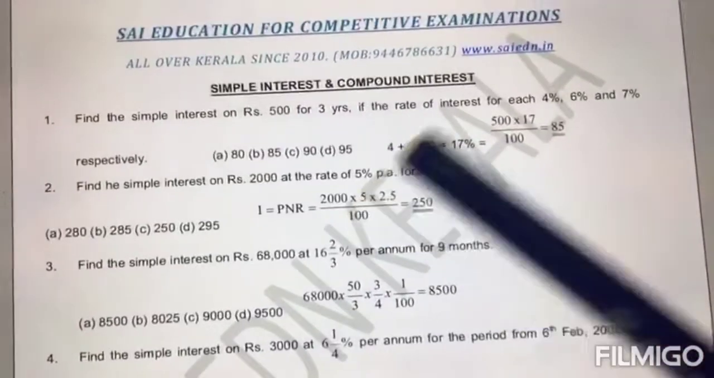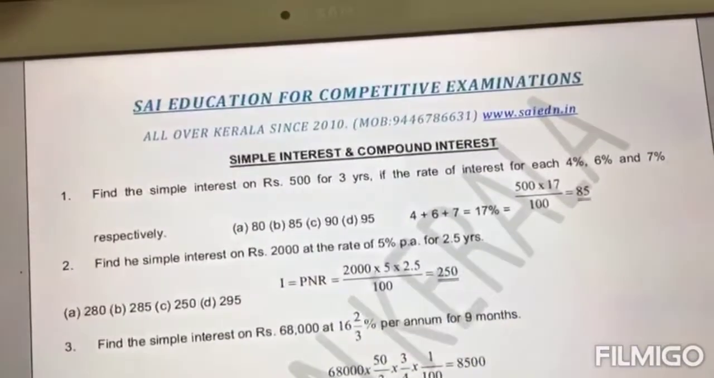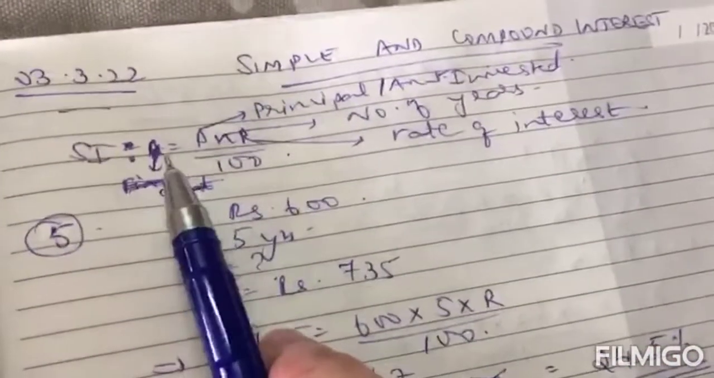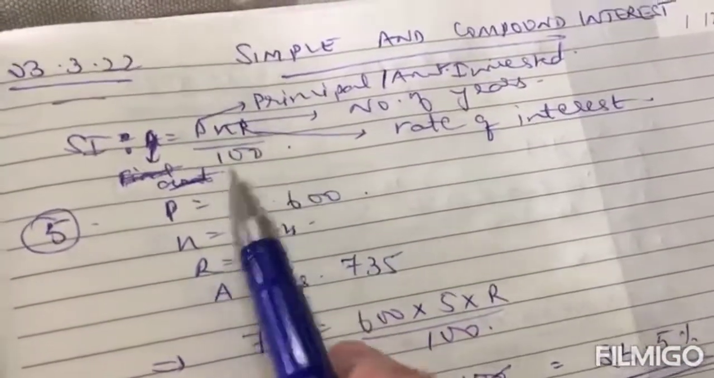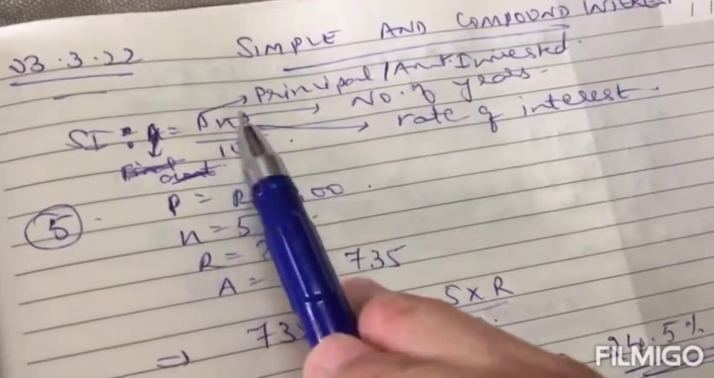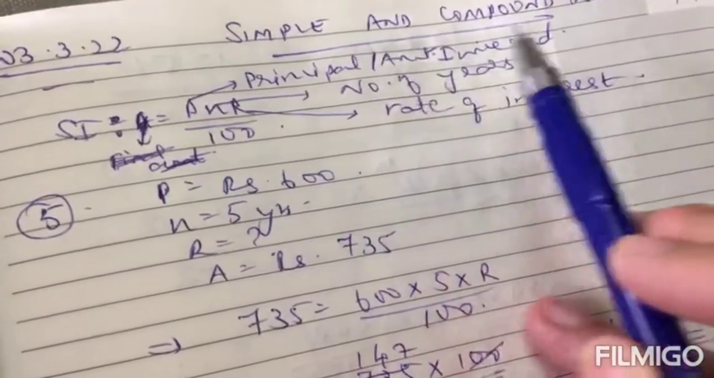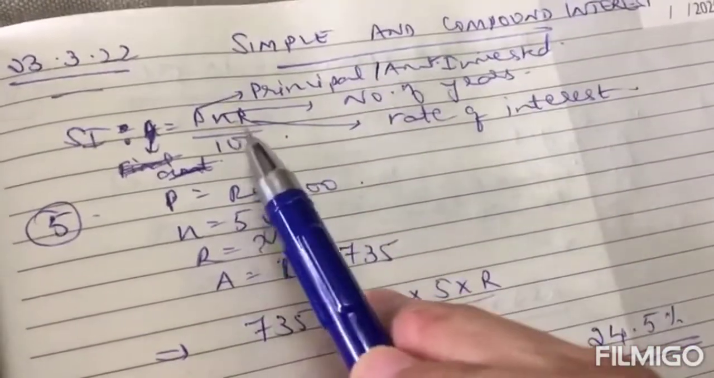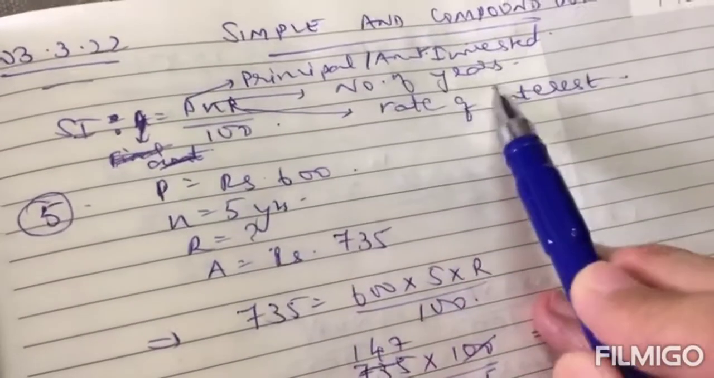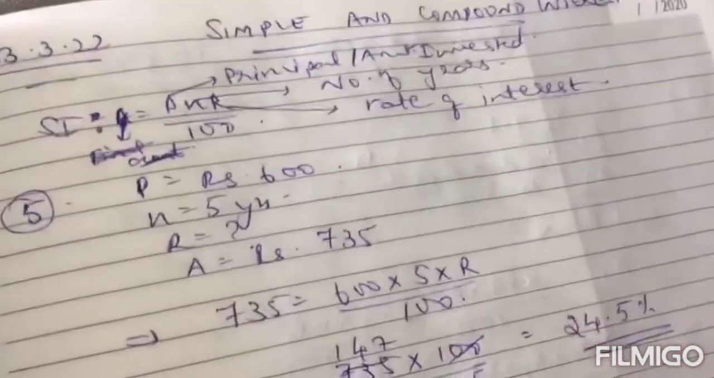Right, so simple and compound interest. What is simple interest? Let us check out what they mean by simple interest. Simple interest has a formula, PNR divided by 100. What is P? P is the principal, or the amount that we invest, multiplied by N. N is the number of years or the time period for which we have invested.